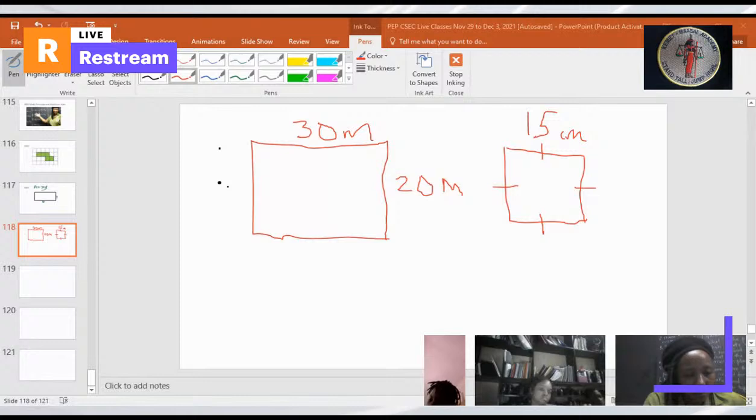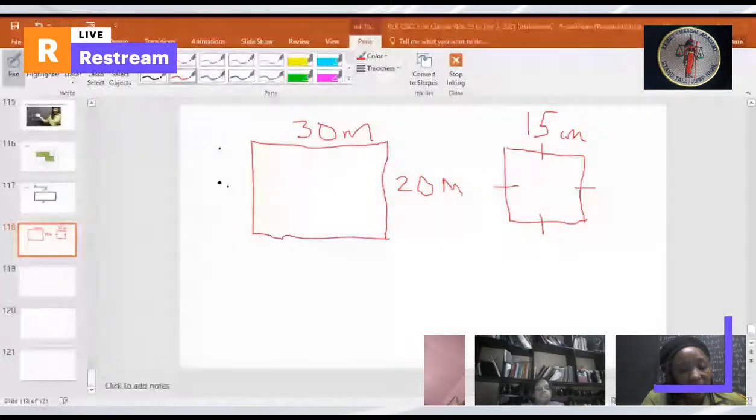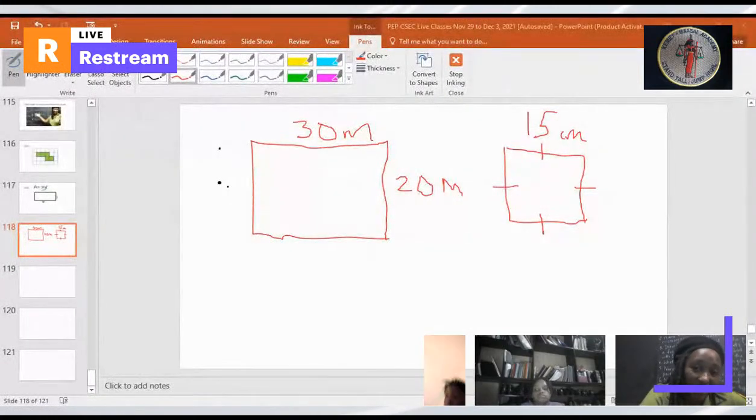Okay. So that doesn't make sense. What would we need? Miss, if you gave us the area of the rectangle, you would need the length or the width to get the other one, right? Yes, Miss.